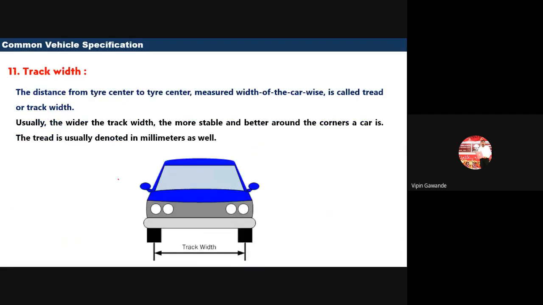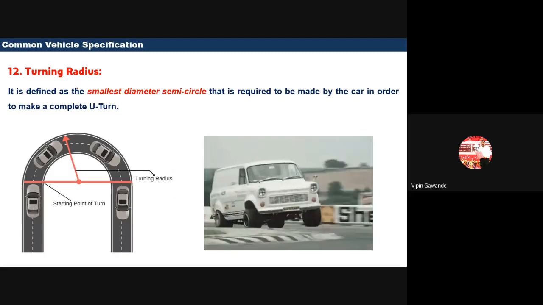Then track width is the distance between the centers of the front wheels. If the track width is more, then the vehicle is more stable and better around the corners. Then we have seen the turning radius.